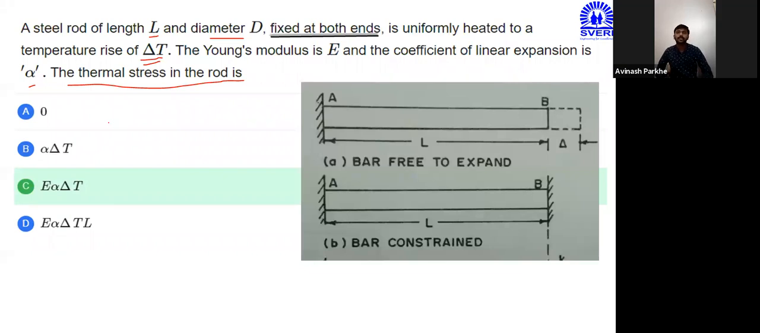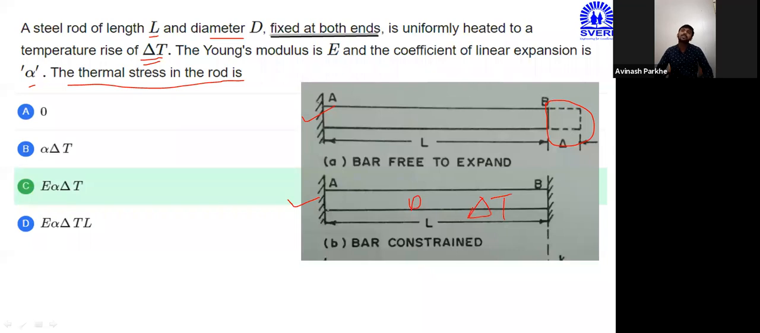Here, I have represented one figure in front of you. The first figure represents one end fixed and another end free, due to which the thermal expansion is taking place, and it is represented by the dotted lines. The second figure indicates the rod is fixed from both sides. At point A it is fixed, at point B it is also fixed. There is a length L, the diameter will be considered as capital D, and some amount of temperature, delta T, will be given.